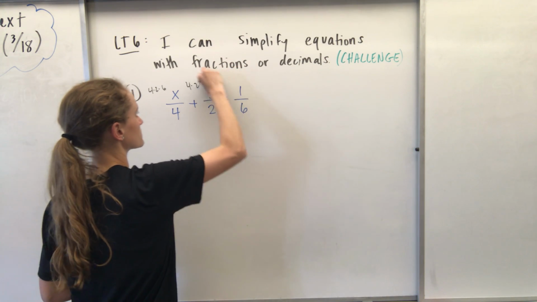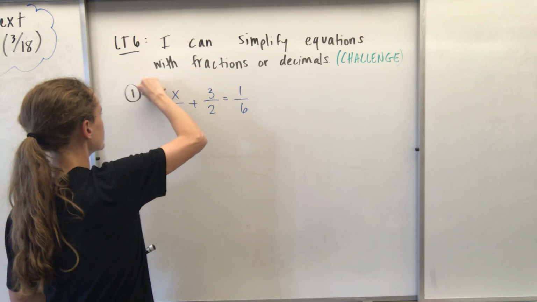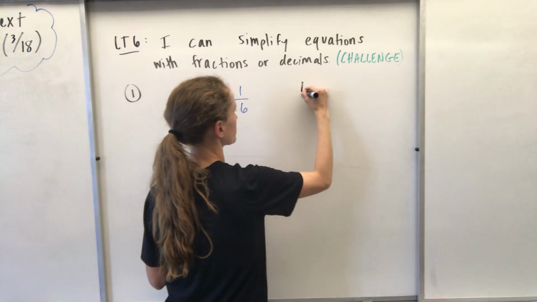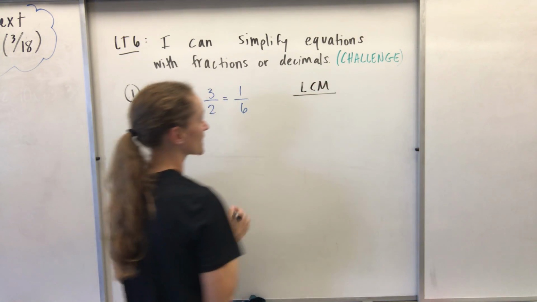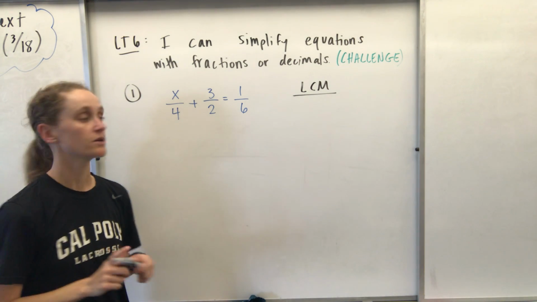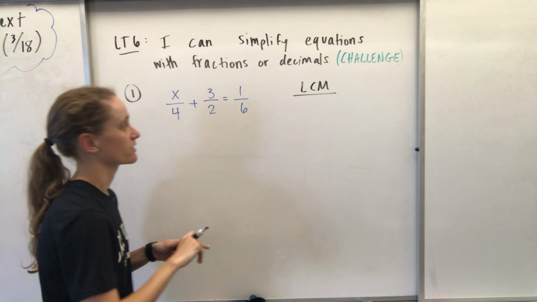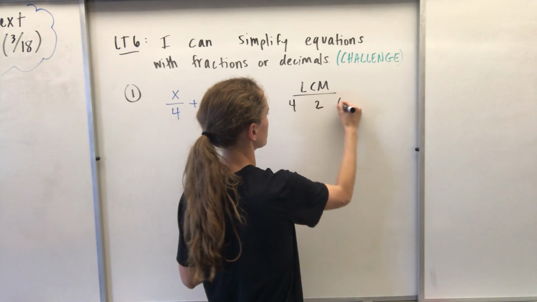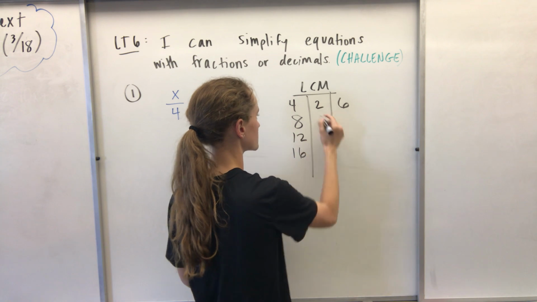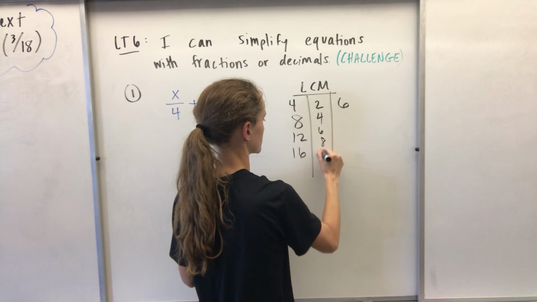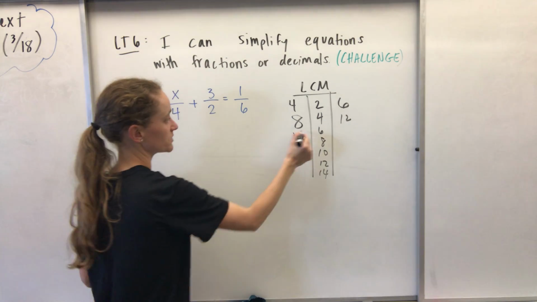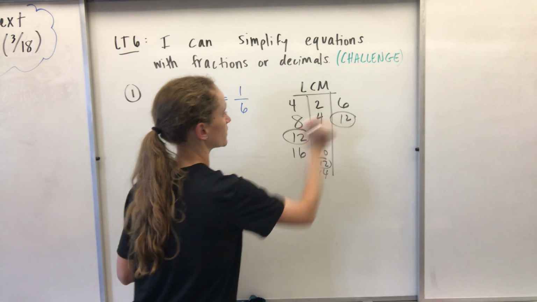So let me erase these numbers. Instead of just multiplying by whatever's in the denominator, we're going to use the LCM for this. Remember, the LCM is the lowest common multiple, so that means the lowest multiple that all three of these numbers have in common. So let me list out their multiples, and then we'll find out which one is the lowest. 4, 6, 8. Okay, so it looks like the lowest one they all have in common is 12.